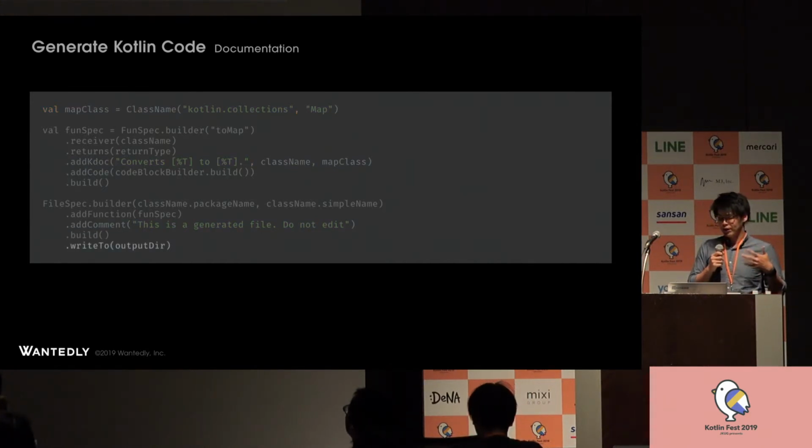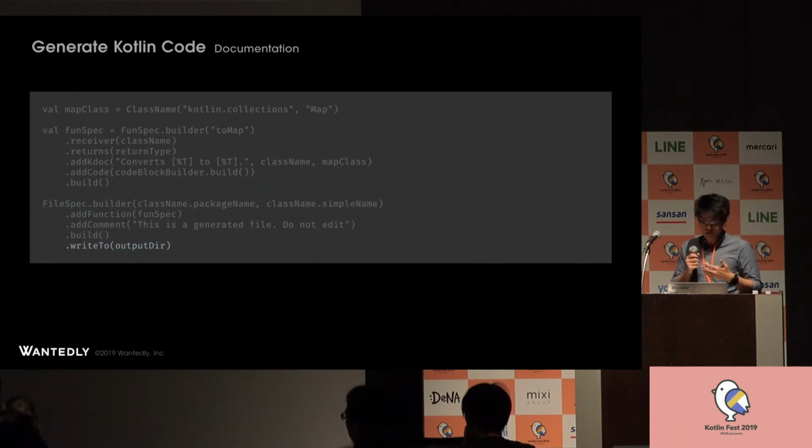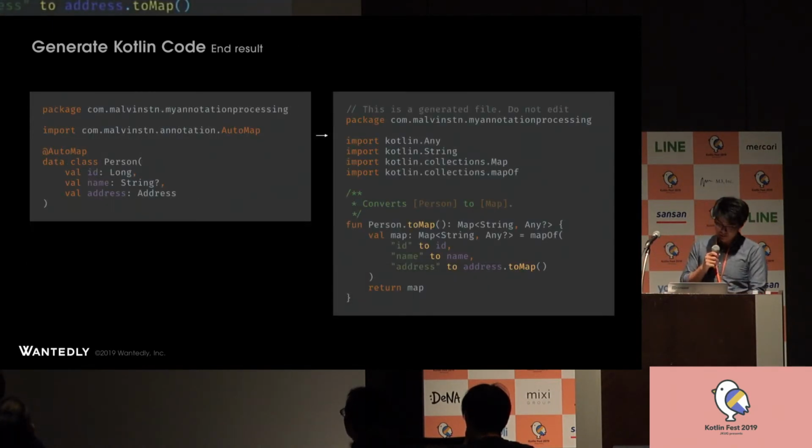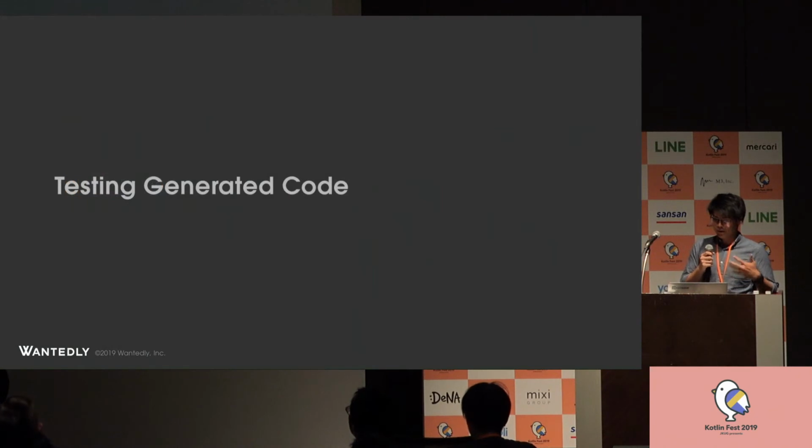And we are now ready to write our file. So we just call build and then pass in the output folder path to the writeTo function. And this is how the final generated Kotlin source file will look. Now we have a working code generator.